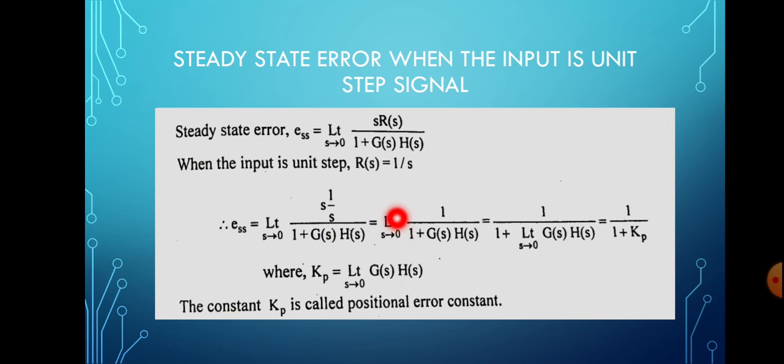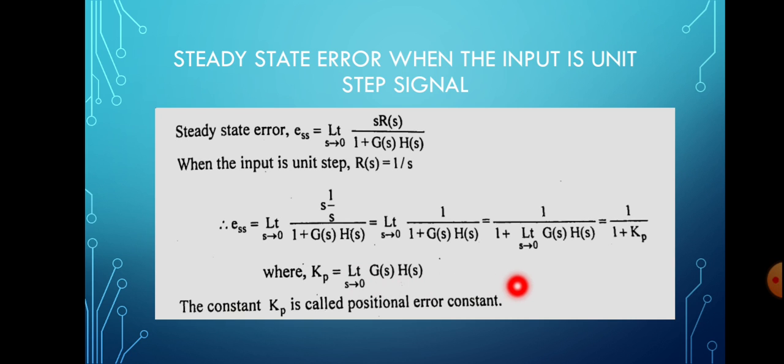So we can substitute the value of R(s) and we can cancel the common terms, and so we will get limit s tends to 0 of 1 divided by 1 plus G(s) into H(s), and this limit s tends to 0 can be applied to this quantity, that is G(s) into H(s). So we can rewrite the equation like this, and here you can see that this quantity, that is limit s tends to 0 G(s) into H(s), is Kp, that is positional error constant. So you can write it as 1 by 1 plus Kp. So when we are finding out the steady state error by giving a step signal input, we will get the steady state error as 1 divided by 1 plus Kp, where Kp equal to limit s tends to 0 G(s) into H(s), and this constant Kp is called positional error constant.